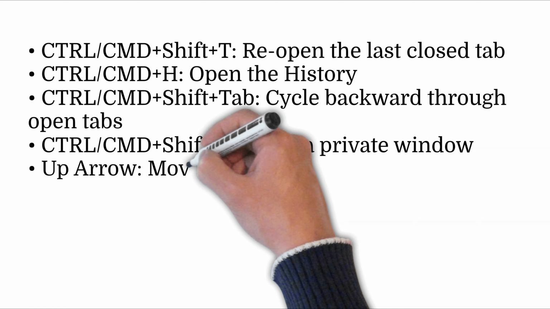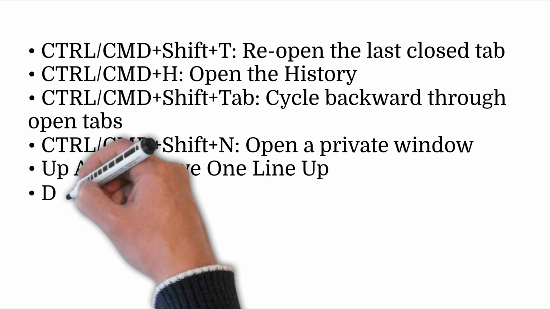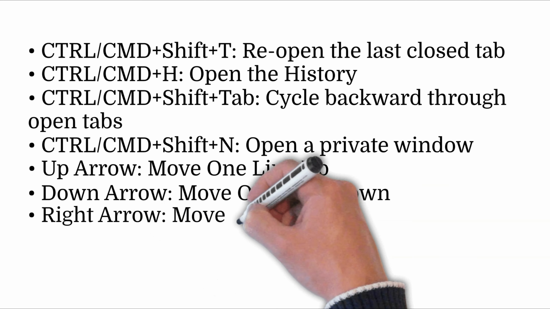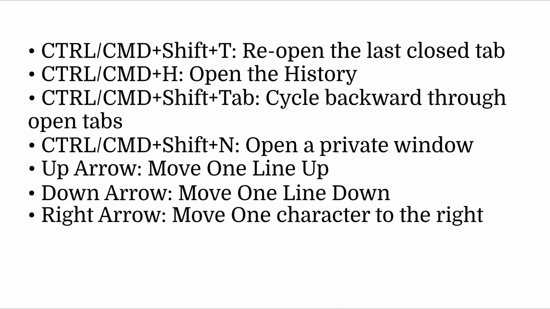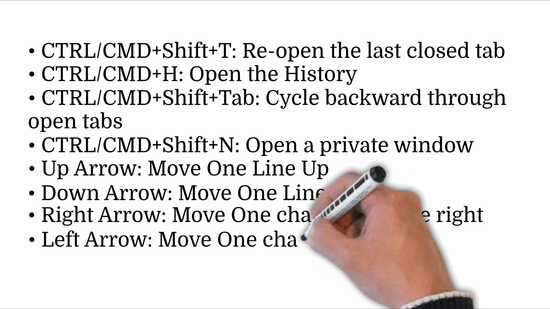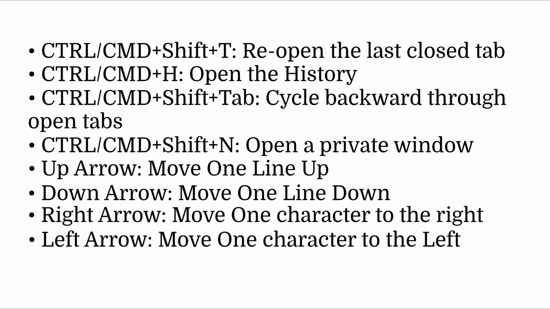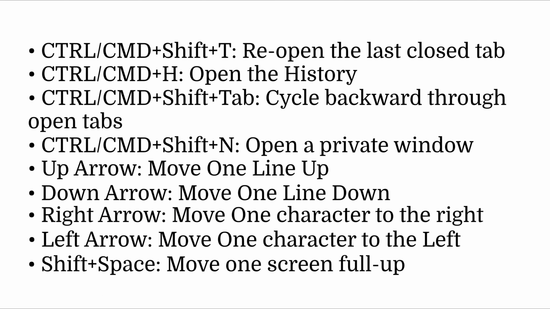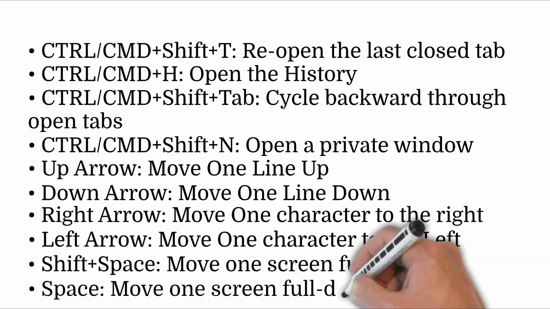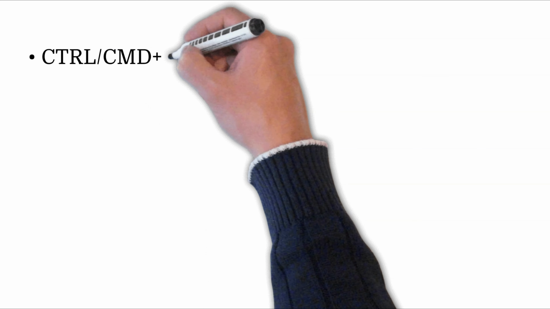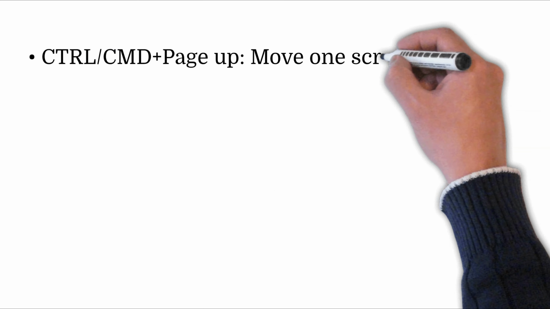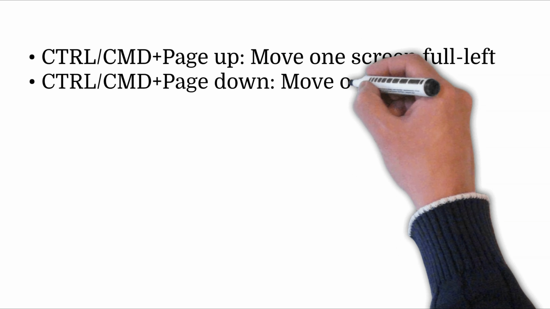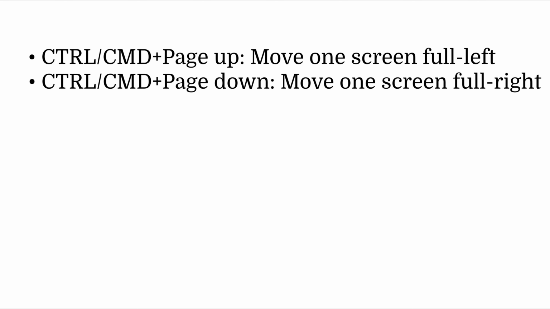Up arrow, move one line up. Down arrow, move one line down. Right arrow, move one character to the right. Left arrow, move one character to the left. Shift plus space, move one screen full up. Space, move one screen full down. Control or Command plus page up, move one screen full left. Control or Command plus page down, move one screen full right.